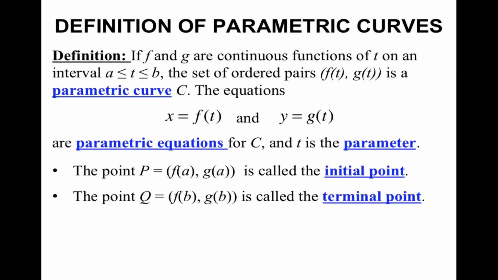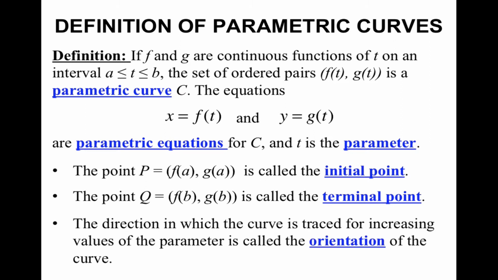The point q, f of b comma g of b, is called the terminal point, so where the point ends. And the direction in which the curve is traced for increasing values of the parameter is called the orientation of the curve.